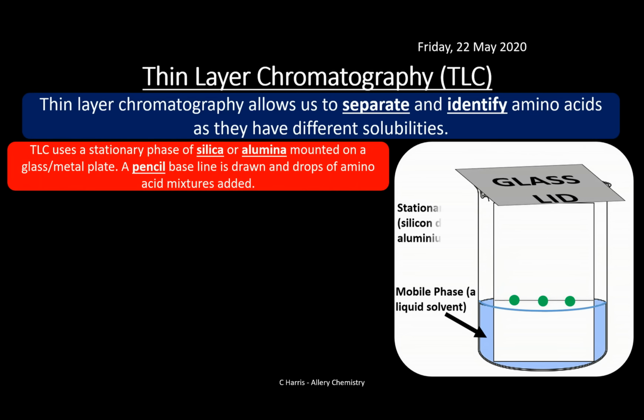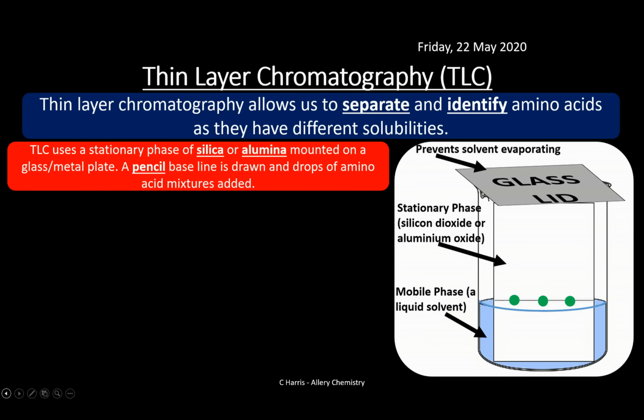TLC basically uses a stationary phase of silica or alumina, which is this bit here. So this is your plate, and this is your stationary phase, which is not moving. This stationary phase is mounted onto a glass or metal plate, which is backed on there to give it some rigidity. Then a pencil line is drawn, as you can see on the plate there, and we put our drops of our amino acid mixtures on that pencil line.